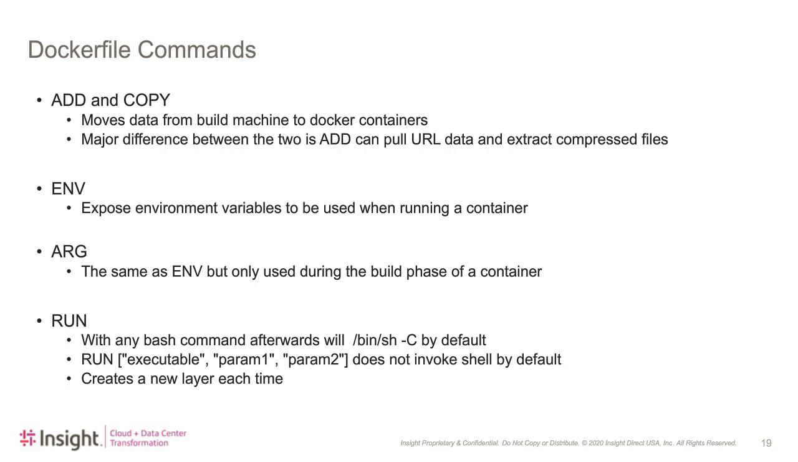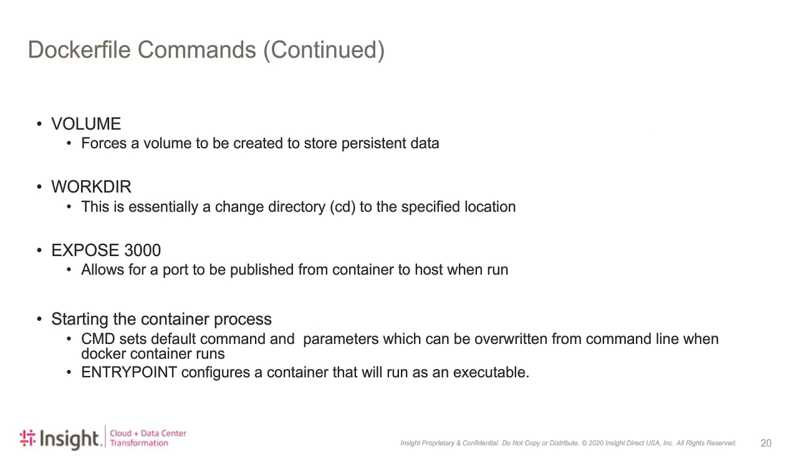ARG is used the same as ENV, but really only during the build phase. And the RUN command is any command that the container will actually run internally. So you can just see some of the examples there. VOLUME, again, forces a volume to be created for persistent data. Our working directory, EXPOSE, will tell us what ports we need to expose when this container is run.